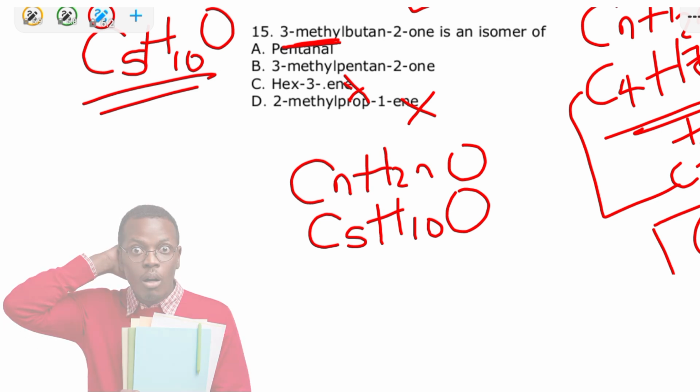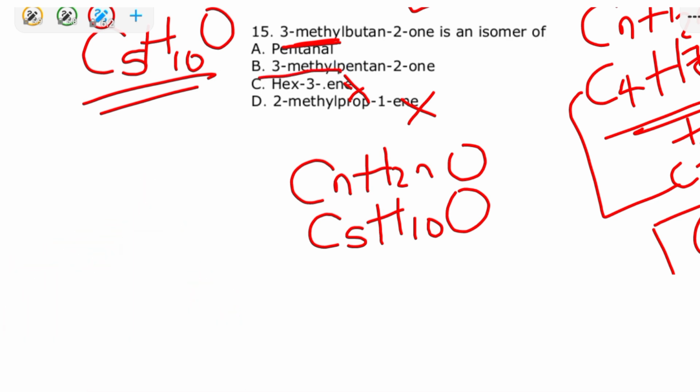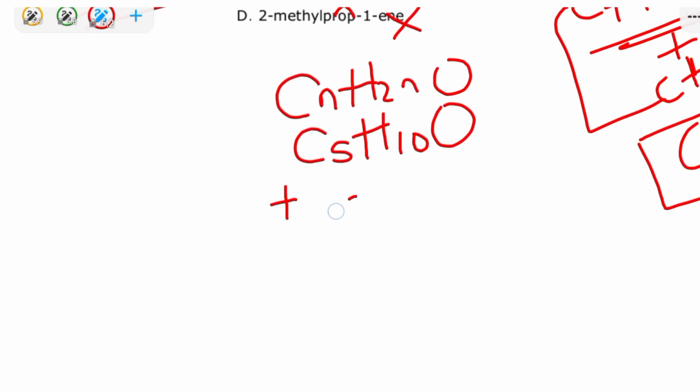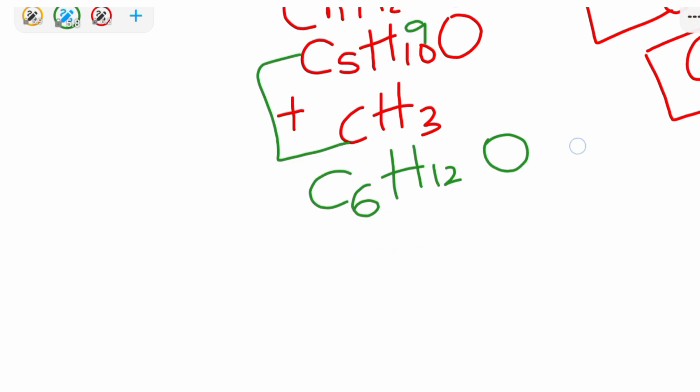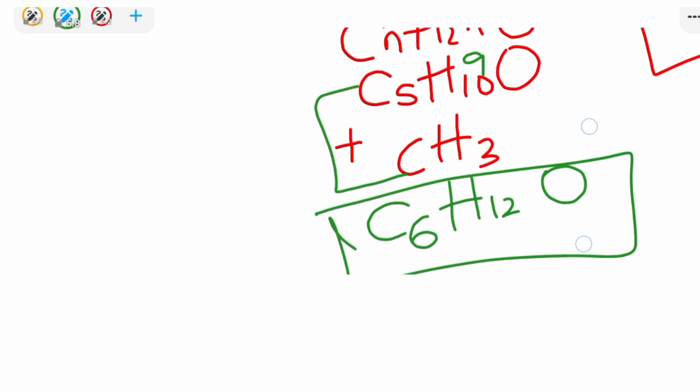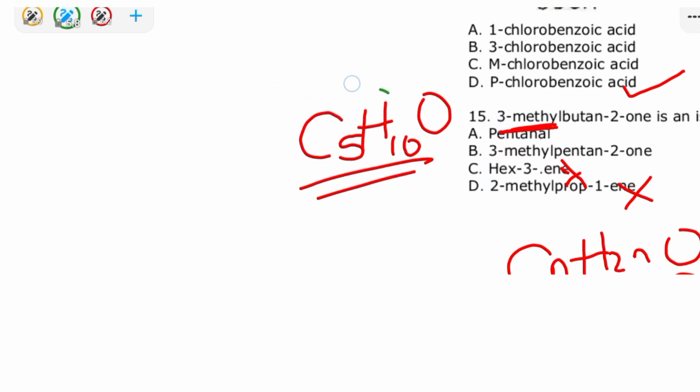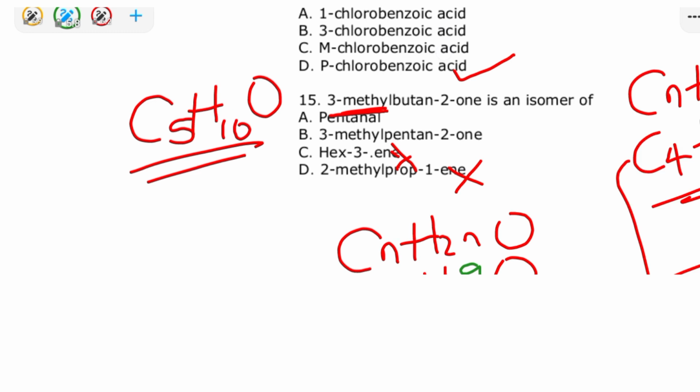You can see that they have almost the same formula, but you might rush and choose option B. That's not the answer, because I have not added the methyl part. So let me add the methyl part now. There's a 3-methyl there, so just write plus CH3. Since I'm adding a CH3, this one must reduce by 1, so it becomes H9. Then I add everything back. C5 plus C gives C6. H9 plus H3 gives H12. Then O. So at the end of the day, I have C6H12O, which is not the same as C5H10O. So option B is not the answer.